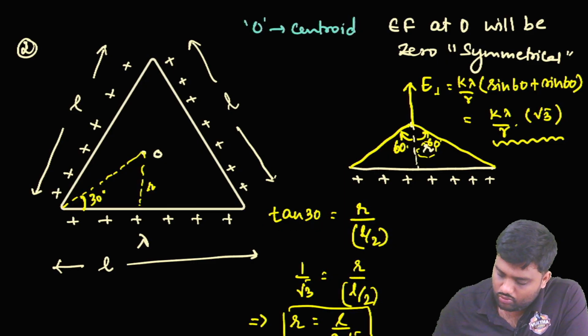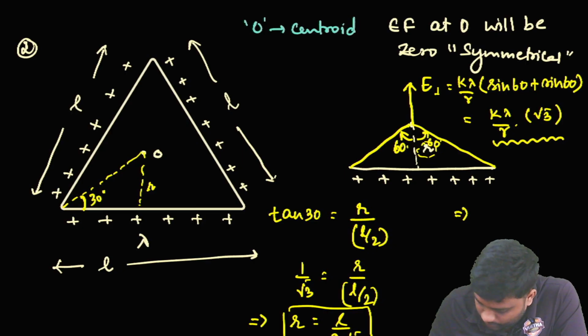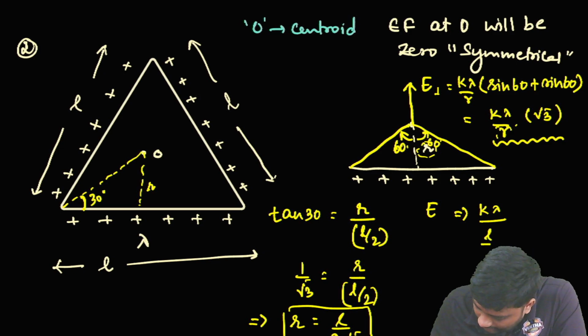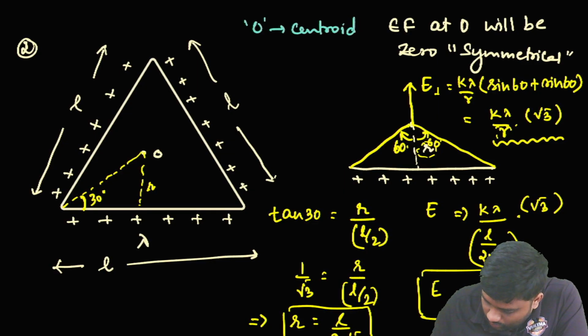Now you know the value of this R. If I apply it, the electric field comes out to be K lambda by R. What value do you get for R? L by 2 root 3 into root 3, so from here you get 2 root 3, which means it comes out to be 6K lambda by L. This is the electric field due to one of the lines.